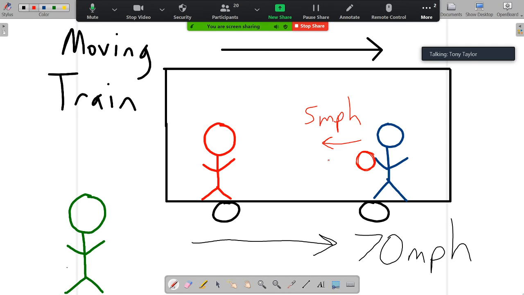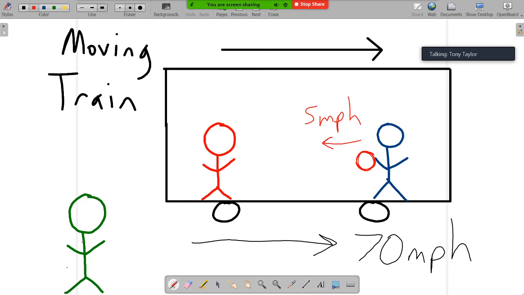Yes, Courtney, you're right. So the person in green sees the ball moving at 65 miles per hour. So how do you do that? All you did was just combine the velocities, but here this velocity was negative because it was moving in the opposite direction. So 70 minus 5 gave you 65 miles per hour.